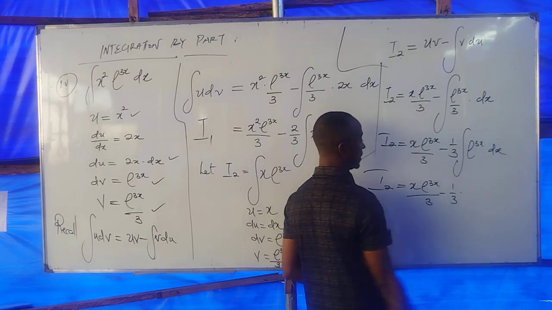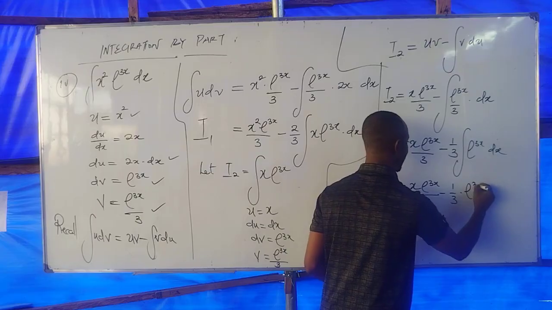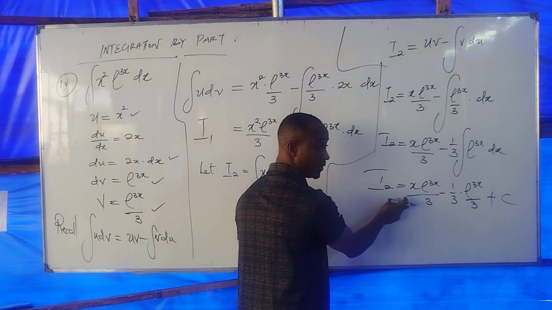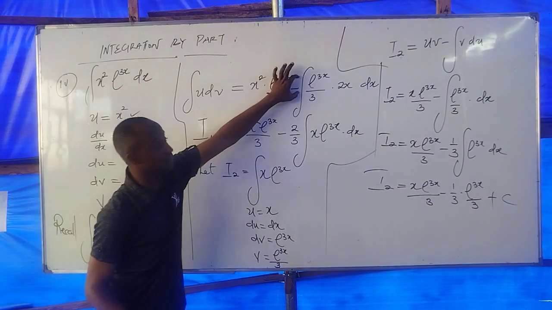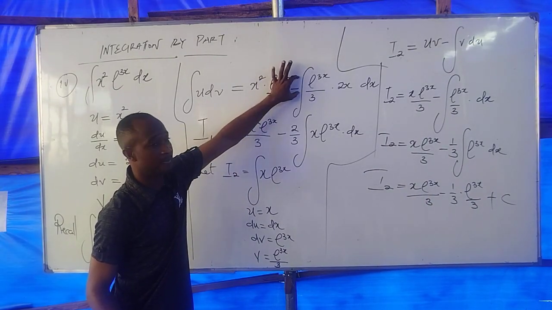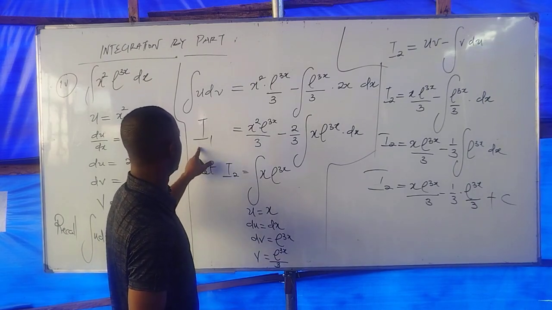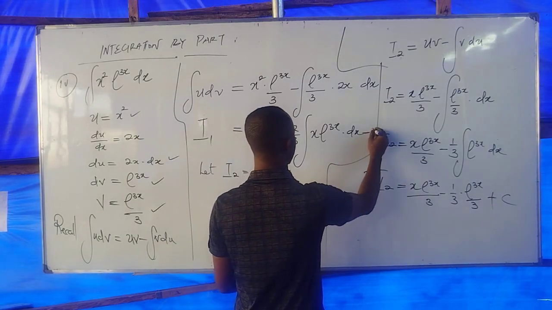When you integrate, what do you have here? Integrate e to the 3x, what do you have? It's e to the 3x over 3, plus c. But I'm not done with this. Hope you are aware we're only solving for this I2, which is this. Is it not so? I think I will call this equation 1. Equation 1 is this.